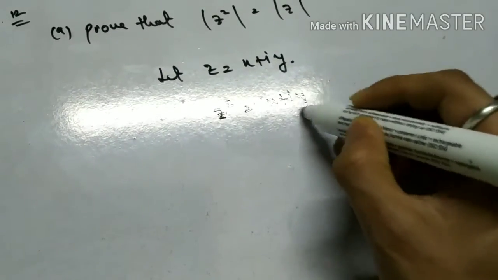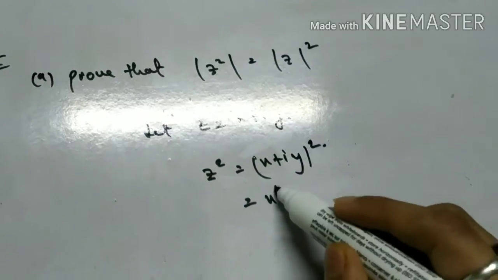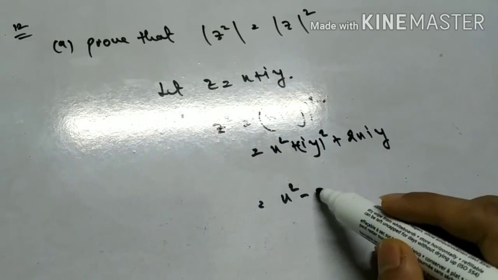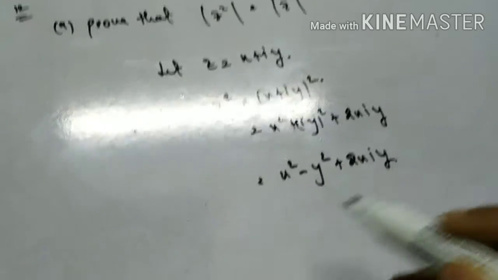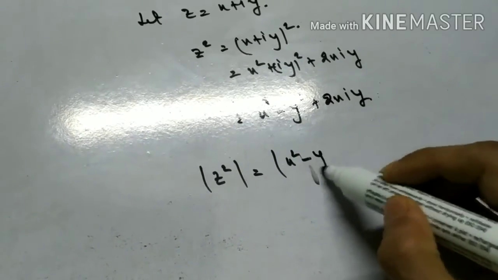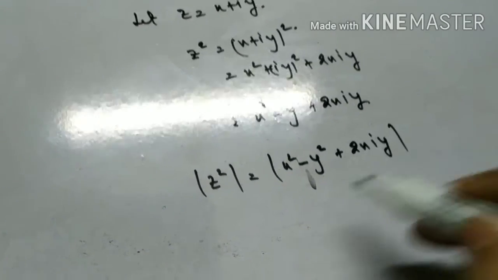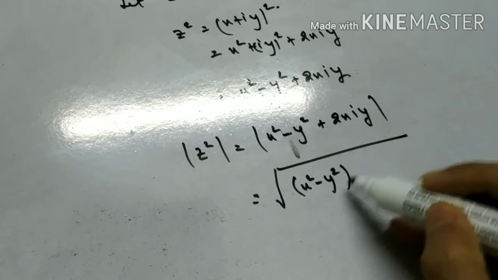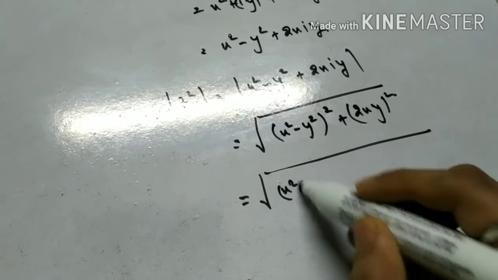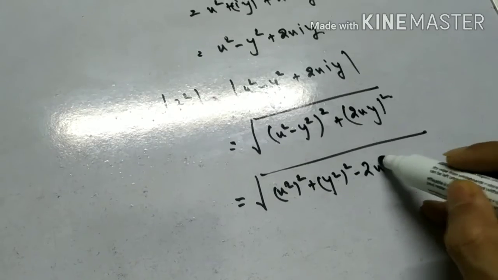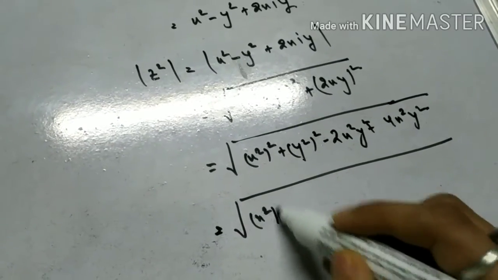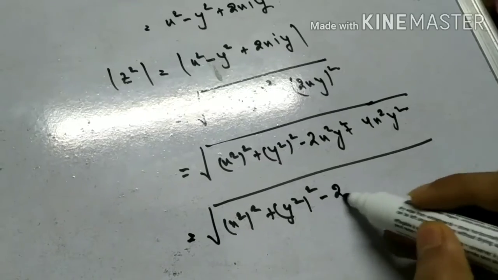So z square will be x plus iy the whole square, which will be equal to x square plus iy the whole square plus 2x iy. This is x square minus y square plus 2x iy. So modulus of this will be modulus of x square minus y square plus 2x iy. So this is equal to root over x square minus y square the whole square plus 2xy the whole square. This is equal to x square the whole square plus y square the whole square minus 2x square y square plus 4x square y square. I will get x square the whole square plus y square the whole square plus 2x square y square.